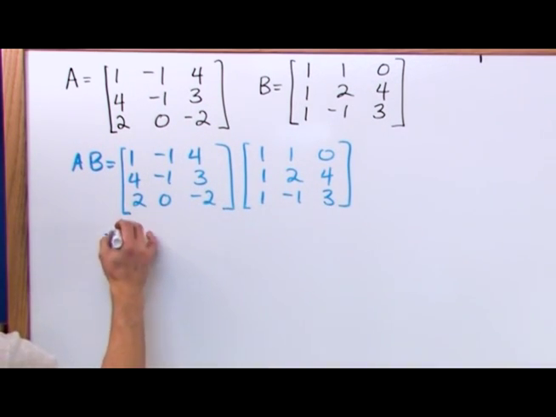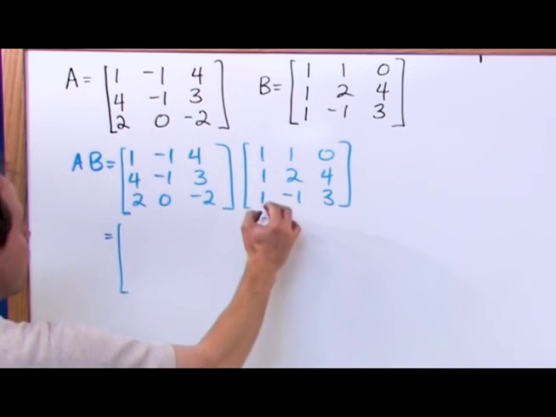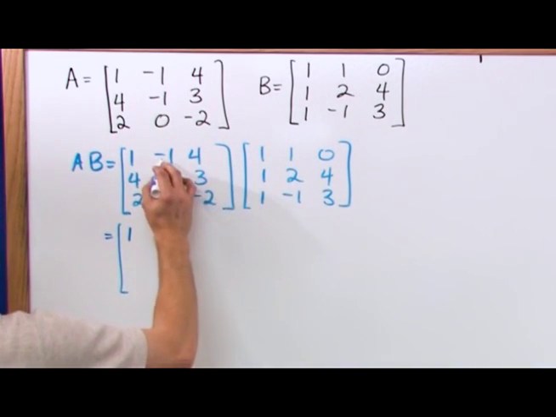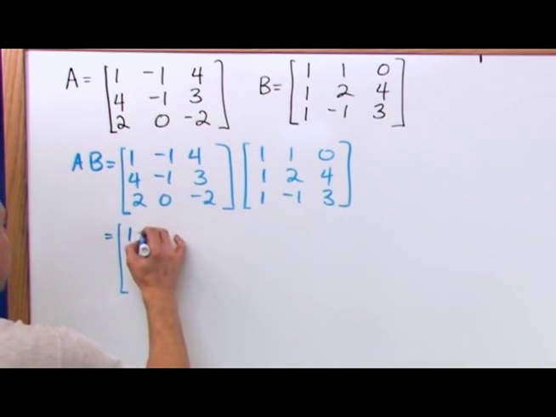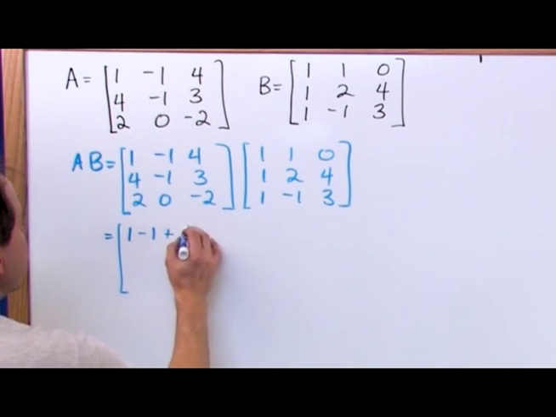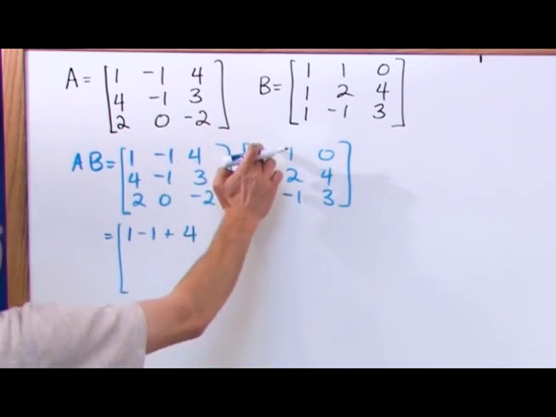So let's go ahead and get started. Going over and down with this first row and this first column, you have 1 times 1 gives you 1. Going over and down. Negative 1 times 1 gives you negative 1. Over and down. 4 times 1 gives you 4. Okay? So we've gotten our first number here, over and down.